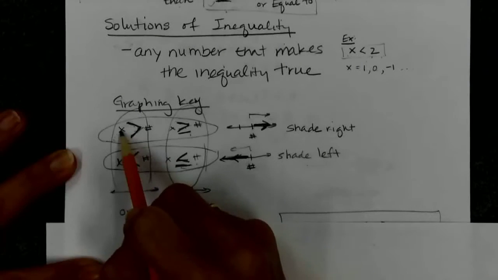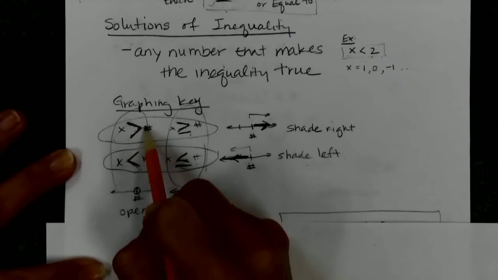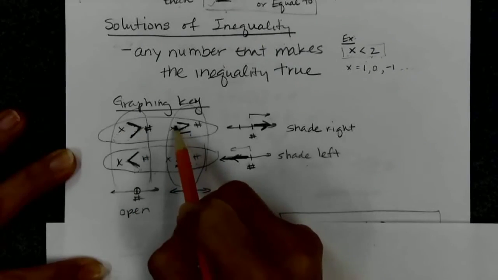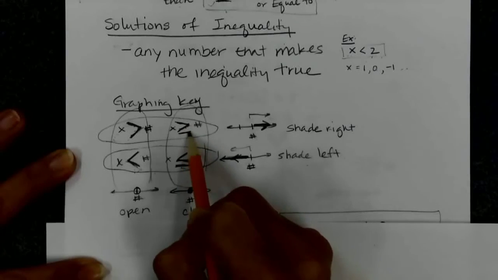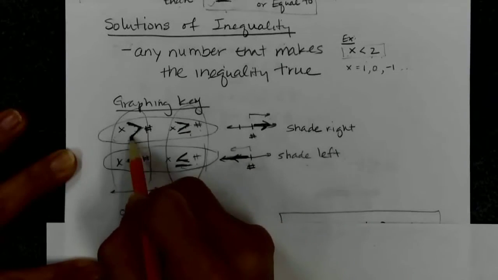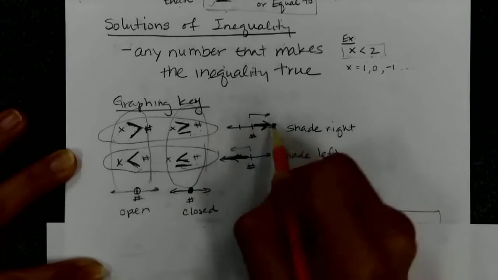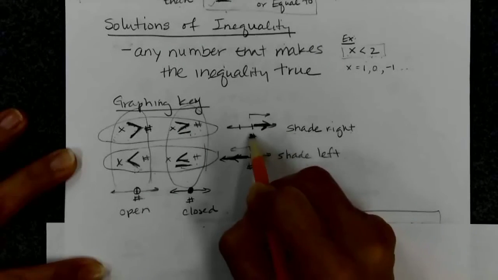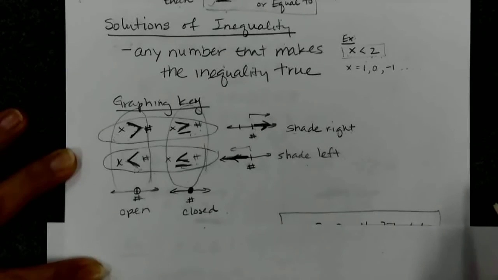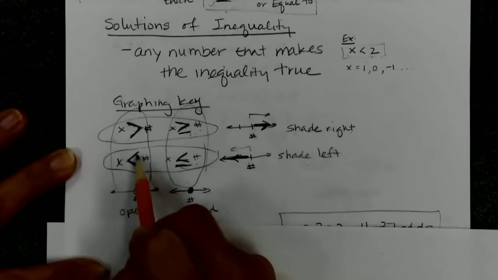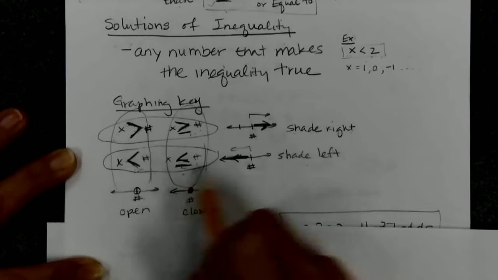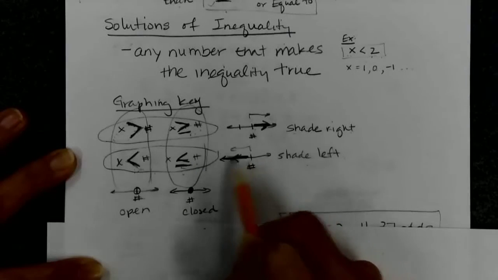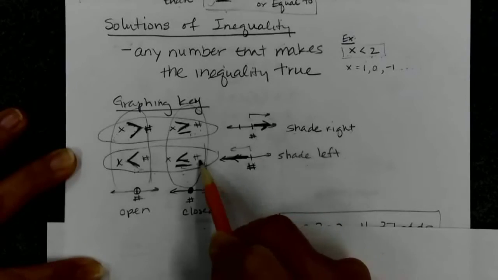If you have a variable that is greater than a number, or a variable that is greater than or equal to a number, so if you have a greater than or greater than or equal to, you will always shade the right side of that number on a number line. And then if it's less than or less than or equal to, you will shade left of that number that's given.